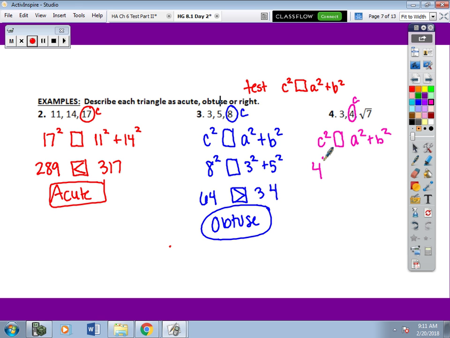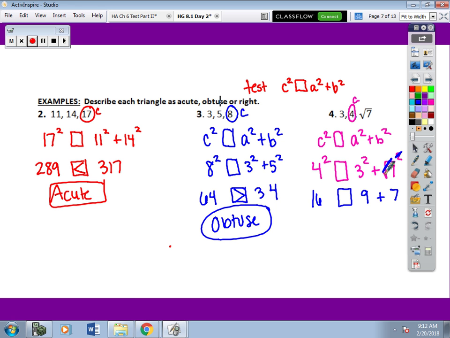4 squared compared with 3 squared plus the square root of 7 squared. Now, what do I get when I square the square root of 7? Right? 7. They undo one another.